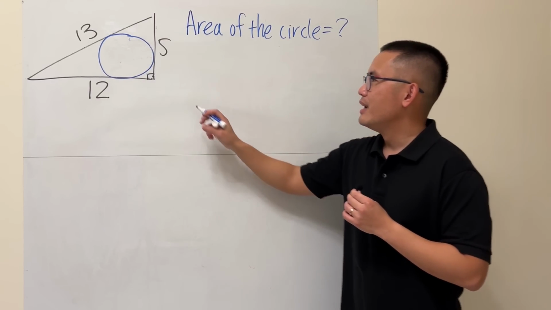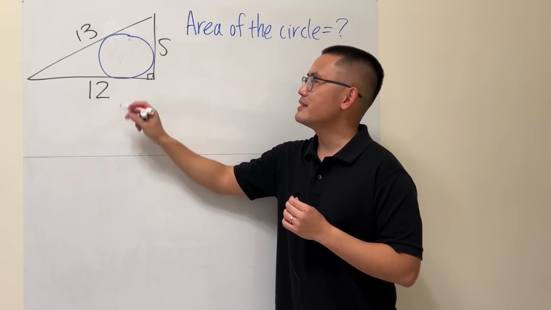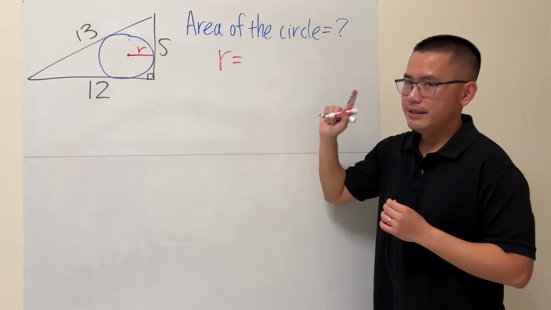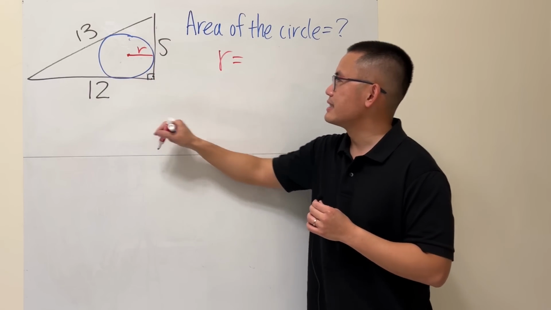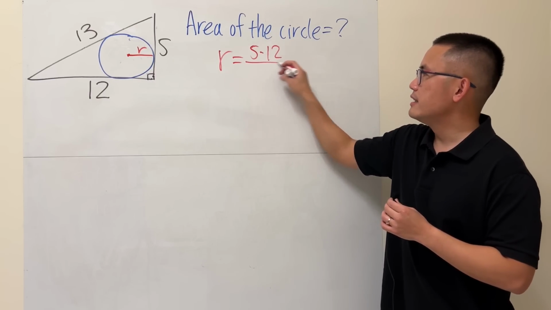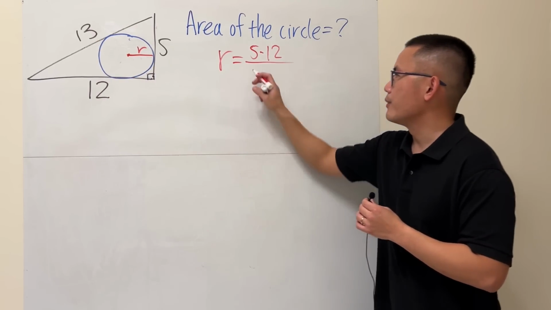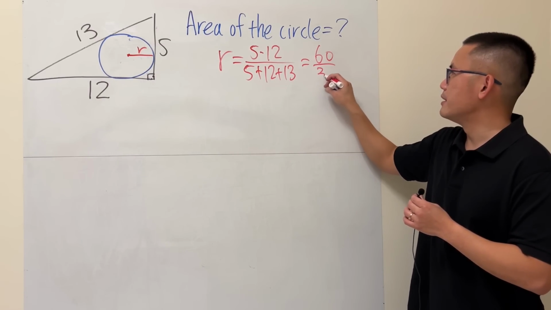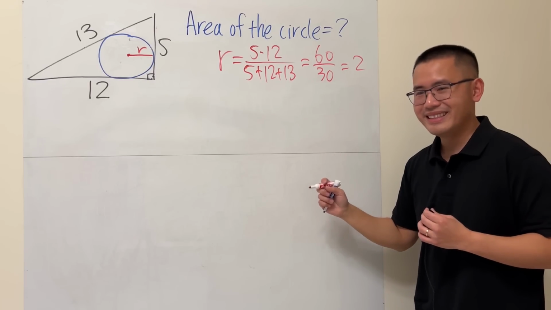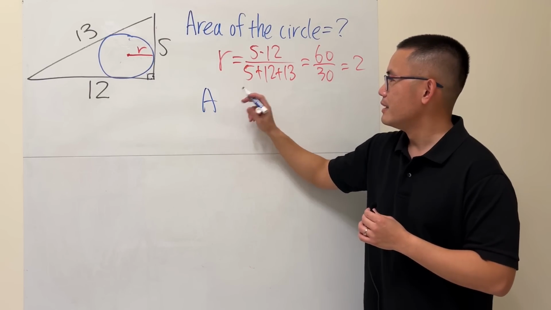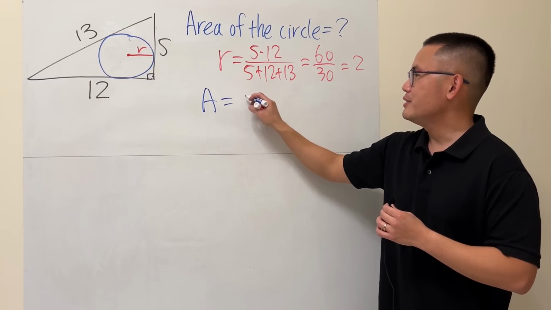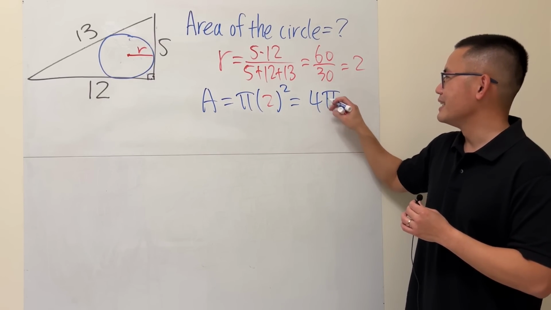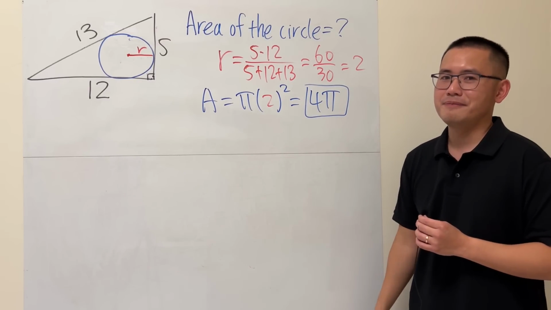Check this out. To find the area, of course, we need a radius. I will just say it looks like this right here. Radius equals this side times that side, which is 5 times 12, and then divided by the perimeter of the triangle. So let me just add them up. So the top is 60, the bottom is 30, so the radius is equal to 2. And then, of course, the area of the incircle in this case is just pi times the radius squared, and we have 4 pi, and then we are done.